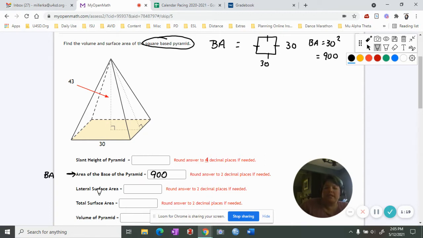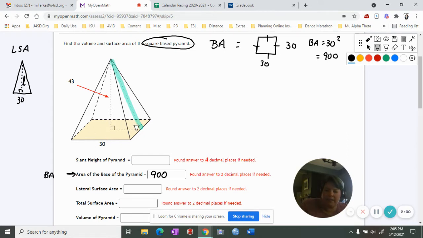The next thing I need, in order to find my lateral surface area, is my slant height, because without this I cannot find the area of my lateral faces. I have 4 triangles around the middle with a base of 30 and a height of the slant height. So I need to find that, and we're going to use the Pythagorean theorem to do so.